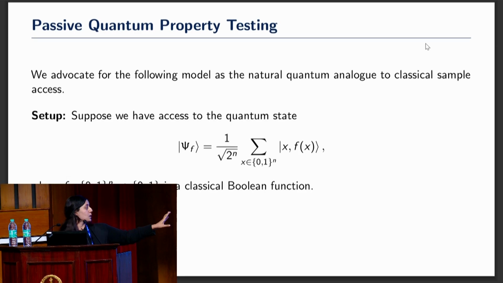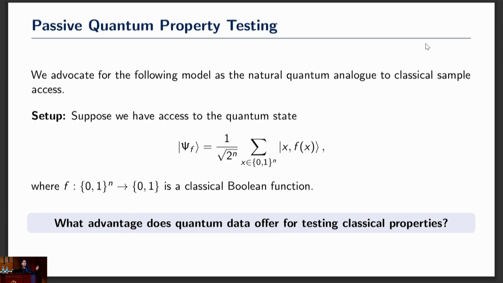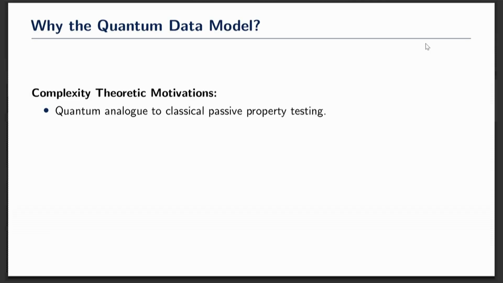So suppose we have access to the following quantum state. It's a superposition over all n-bit inputs as well as the output f of x. And we ask the question, what advantage does quantum data offer for testing classical properties? So I want to note here that you're no longer given access to the oracle, rather you're given access to these quantum states.